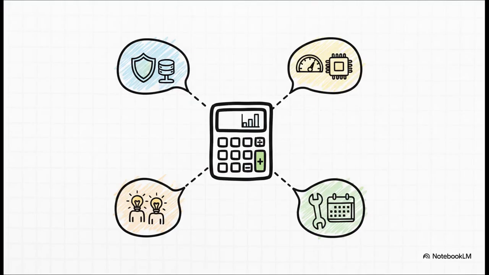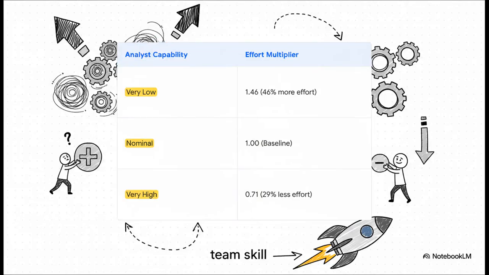You can think of these cost drivers as dials you can turn to adjust your initial estimate up or down. There are 15 of them, and they cover everything from how reliable the product needs to be to, and this is a huge one, how skilled and experienced your team is. And this is where you can really see the power of the model. Just look at the impact of one driver, analyst capability.